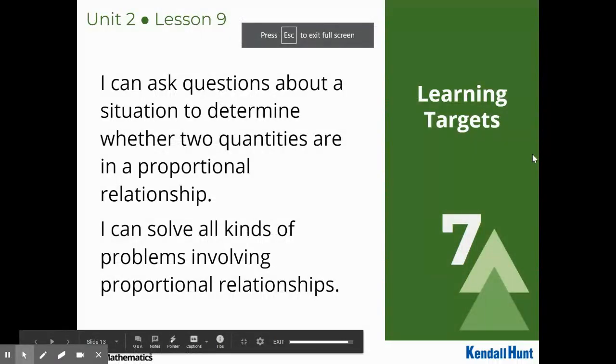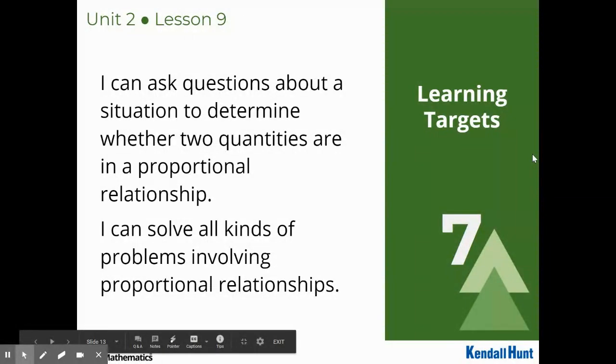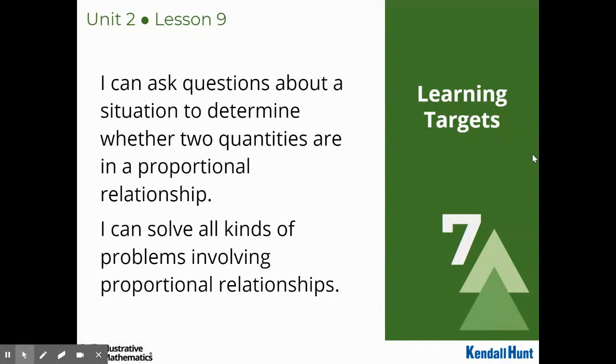I can ask questions about a situation to determine whether two quantities are in a proportional relationship, and I can solve all kinds of problems involving proportional relationships. So we got pretty complicated today, but we've worked our way up there over the last couple of weeks. Hope you're not too lost. Hopefully it makes sense to you.